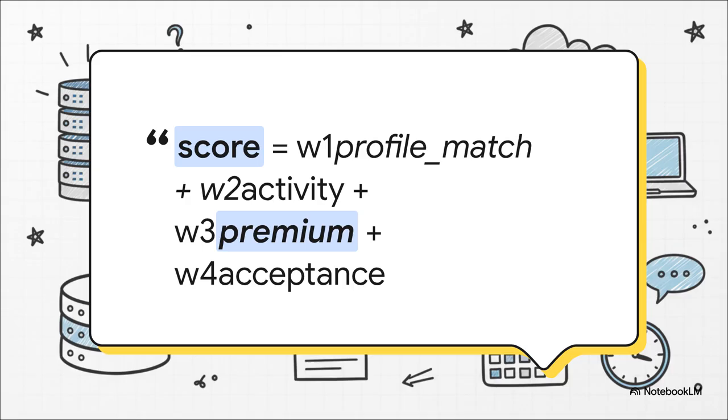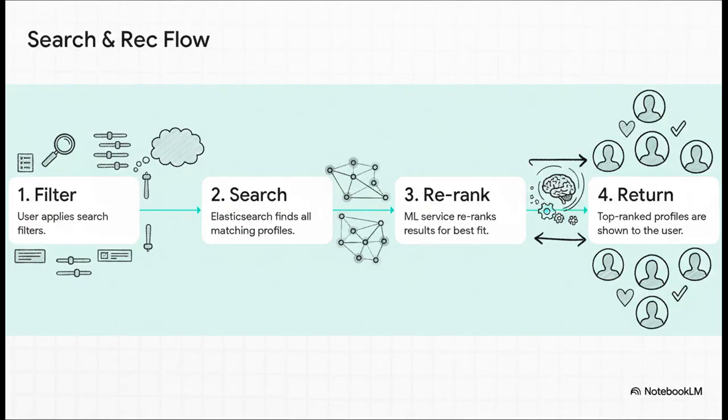It's a pretty sophisticated formula running behind the scenes. So let's put it all together and trace the path of a single search. Step 1, you punch in your filters. Step 2, the search service hits up Elasticsearch to get all the raw results. Step 3, the recommendation service swoops in and re-ranks that entire list based on its smarts. And finally, step 4, the best of the best profiles are sent back to your screen. Simple, lightning fast, and incredibly intelligent.